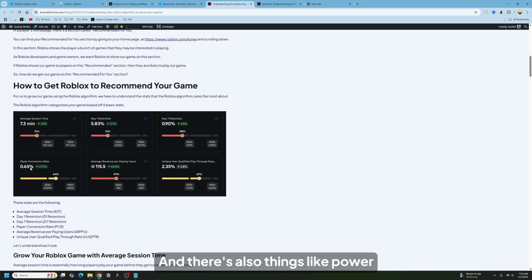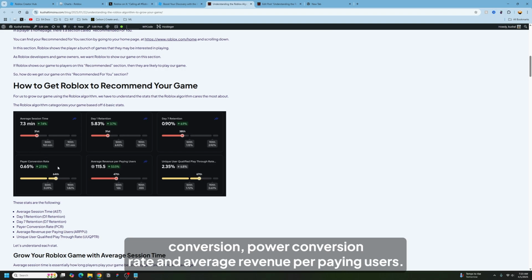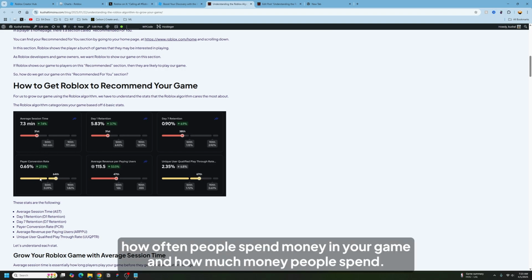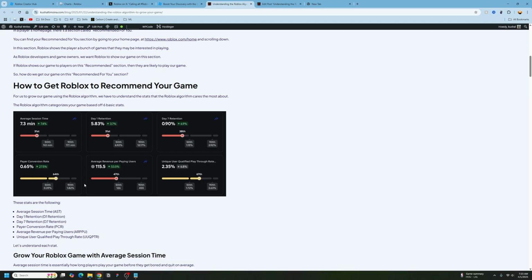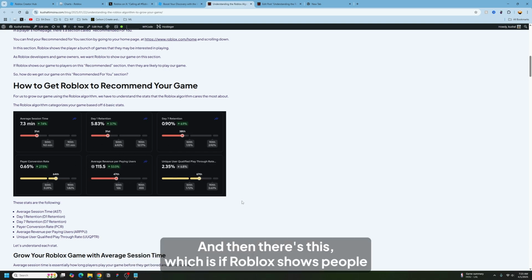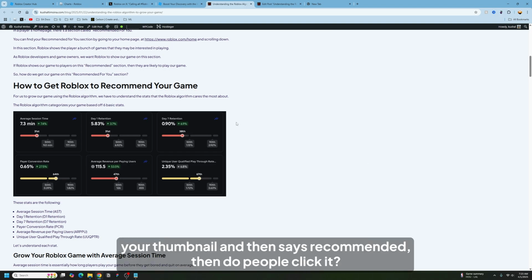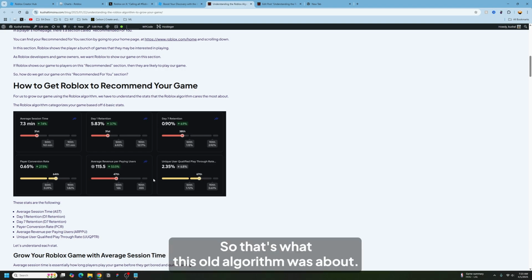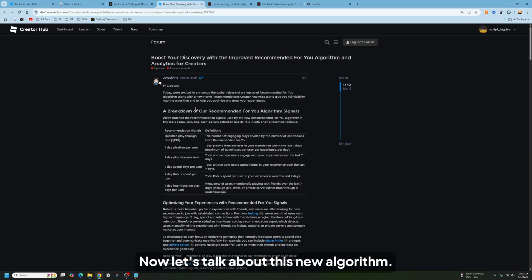And there's also things like payer conversion rate and average revenue per paying user. This is basically how often people spend money in your game and how much money people spend. And then there's this, which is if Roblox shows people your thumbnail and says recommended, do people click it? And once they play it, are they actually playing for a little while? So that's what this old algorithm was about. Now let's talk about this new algorithm.